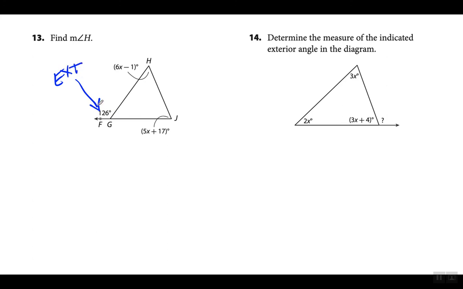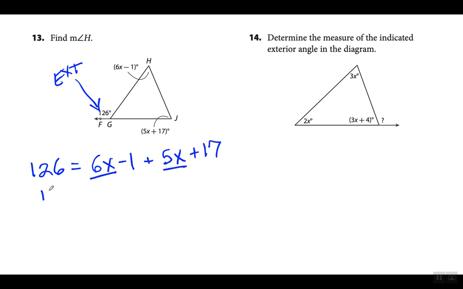Este es el ángulo exterior, and these are the two remote interior angles. Estos son los dos ángulos internos remotos. So my equation is going to be 126 equals this angle plus this angle. La ecuación va a ser 126 es equivalente a la suma de estos dos ángulos. So 6x minus 1 plus 5x plus 17.